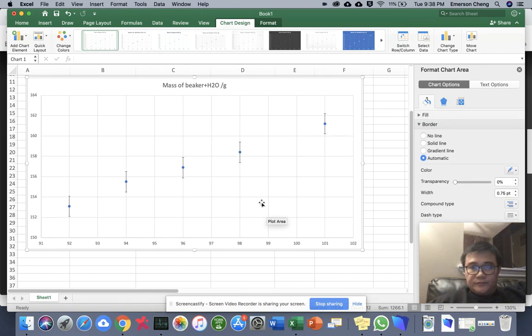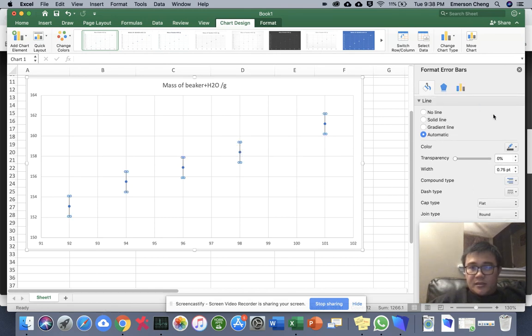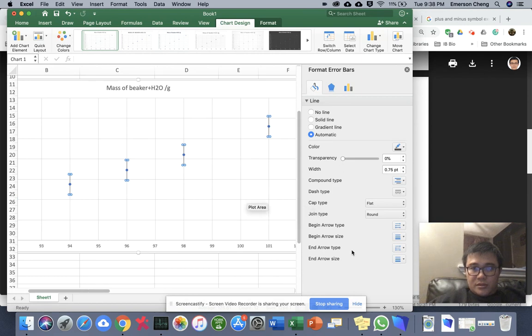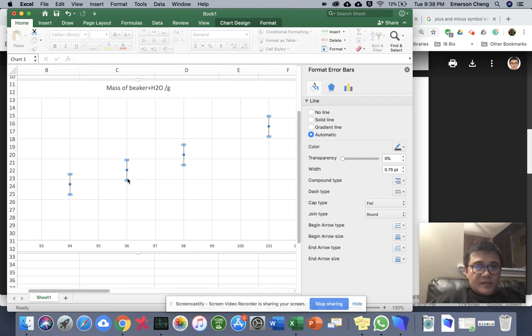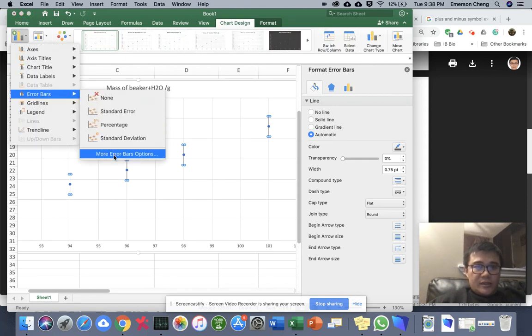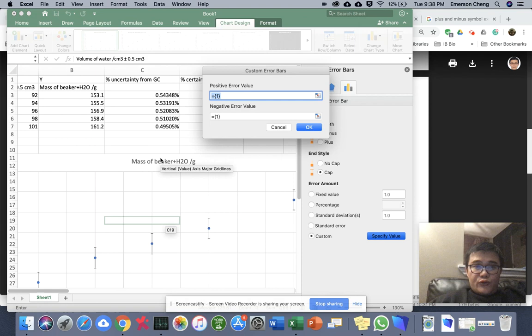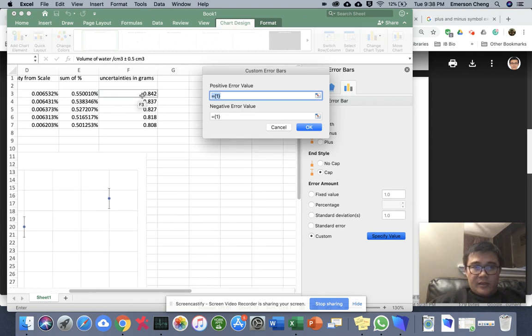The error bars, click on that. Now my camera screen is blocking the view. So the line error bars. So annoying. Anyways. Add element, error bars, options. All right, custom. So you have the custom, go to specify values. Both plus as well as minus will have to be coming from this column. Press OK.